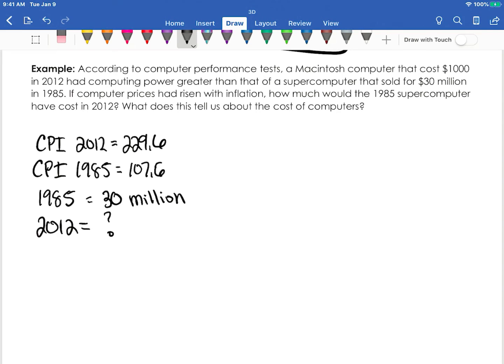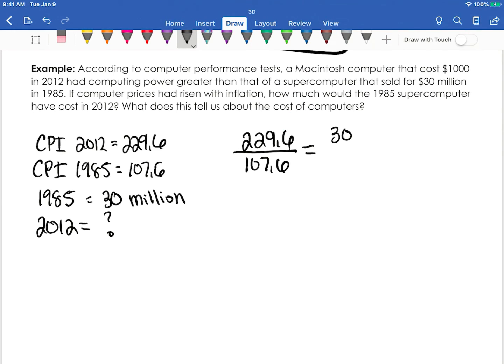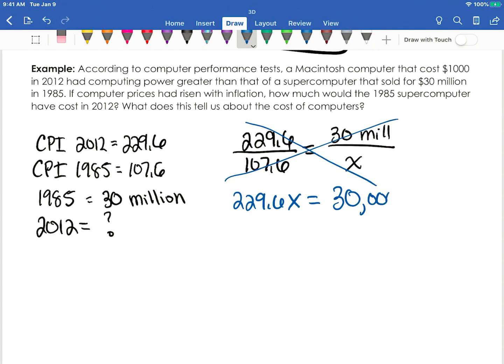Okay, so we're going to set up a ratio. We're going to say the CPI in 2012, that's 229.6, over the CPI in 1985, which is 107.6, is equal to the price of a supercomputer in 1985, which is $30 million, over the cost of a supercomputer in 2012, which is what we're looking for. So if I cross multiply, I take 229.6 times x, and that's going to give me 30 million times 107.6. Then I have to divide both sides by 229.6. What that's going to give me, approximately, is $64 million.